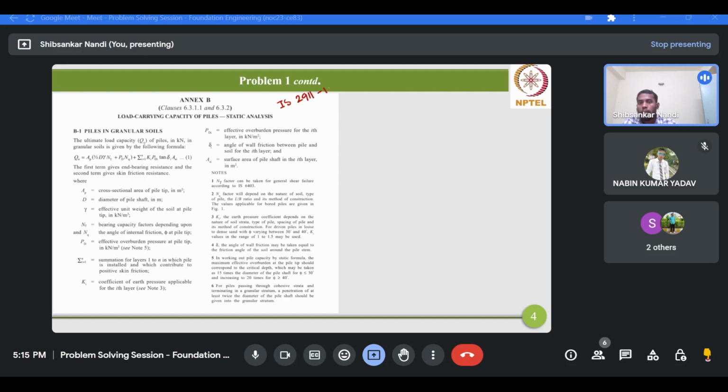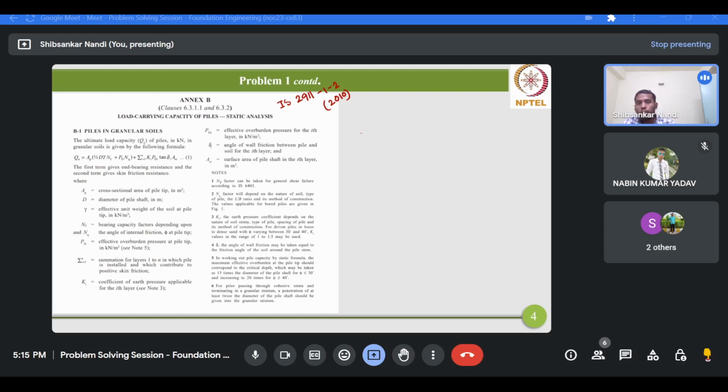IS 2911 Part 1 Section 2, 2010. Okay, so this is a snapshot taken from this standard, and as you can see, for piles in granular soils, Annexure B will give you the load carrying capacity of piles, obviously by static analysis. So this is the expression.